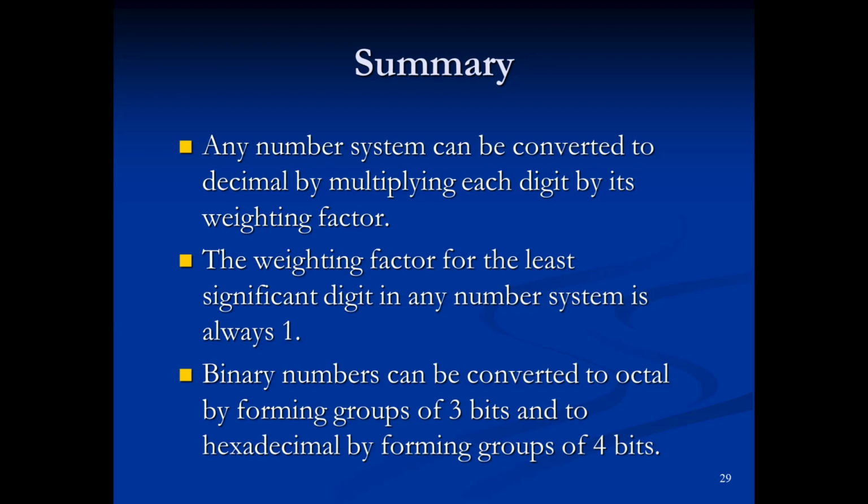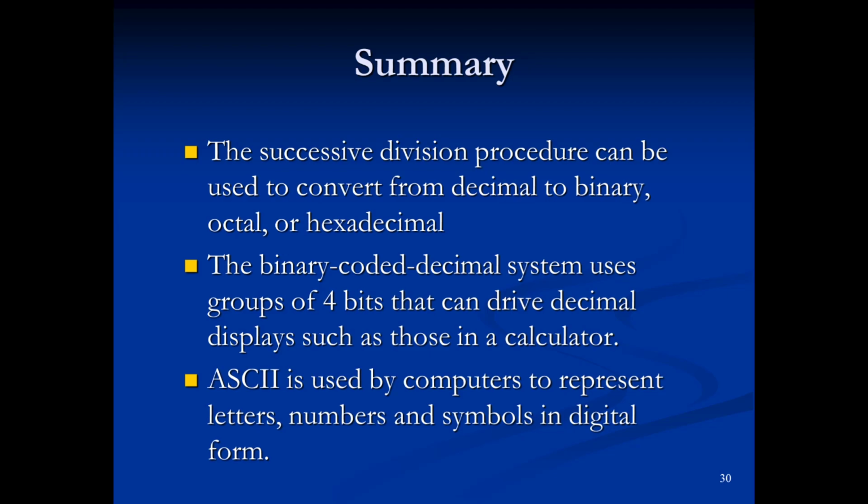Binary can be converted to octal very easily by forming groups of 3 bits, and then you can convert binary to hex by forming groups of 4 bits. Makes it a lot easier. The successive division procedure, we went over that. That's used to convert from decimal to another system, whether it's binary, octal, hex.